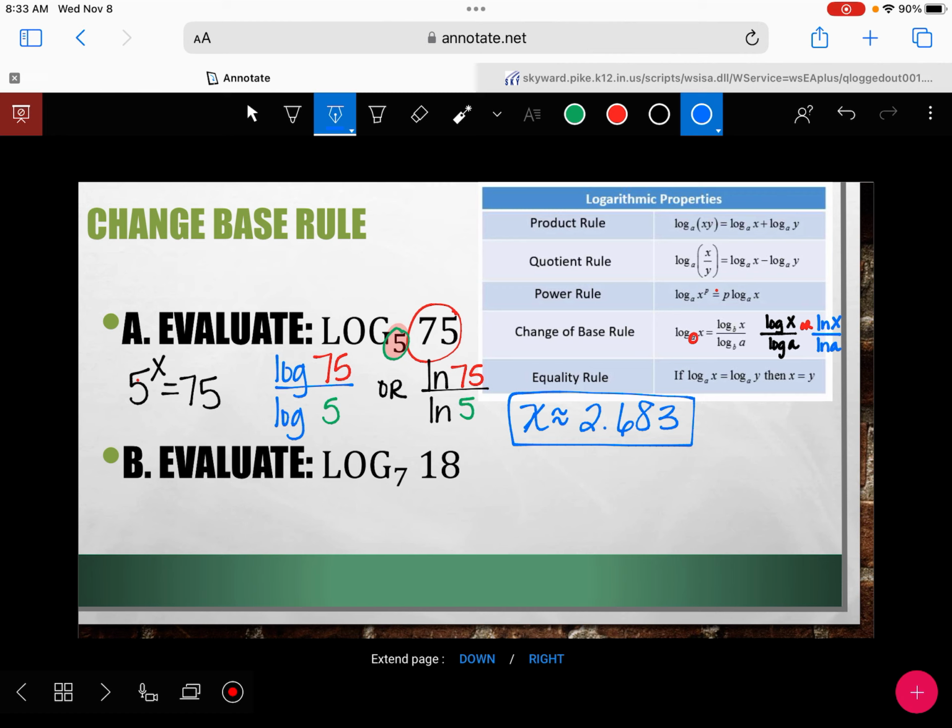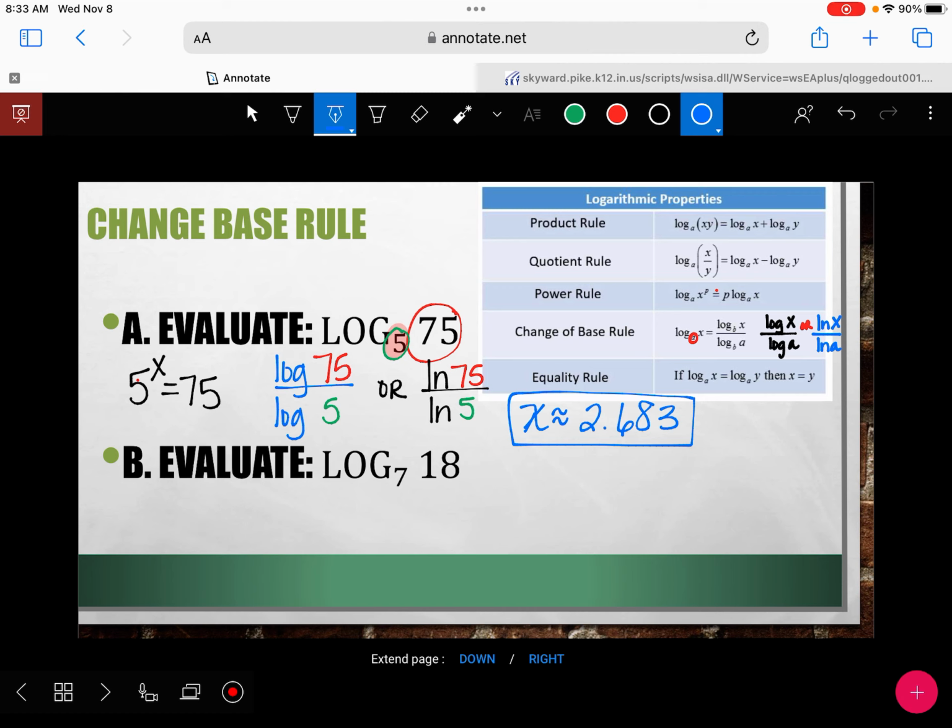Does anybody need help typing that in? Anybody not get 2.683? So you'll get the same answer whether you put the log in or the natural log. Yep, and you can test it. Go ahead and type it in too. Type in natural log of 75 divided by the natural log of 5. Okay. So type it in both ways. You should get the same answer. Whether you use common log or natural log, you should get 2.683.